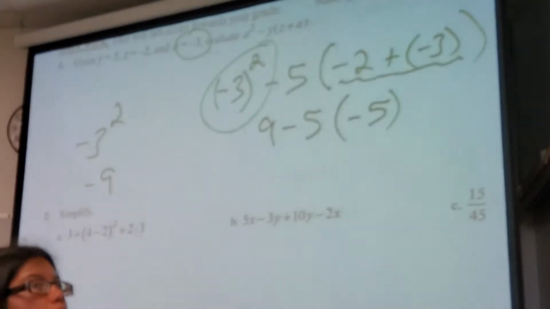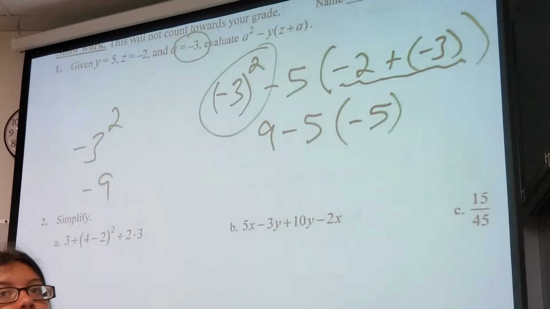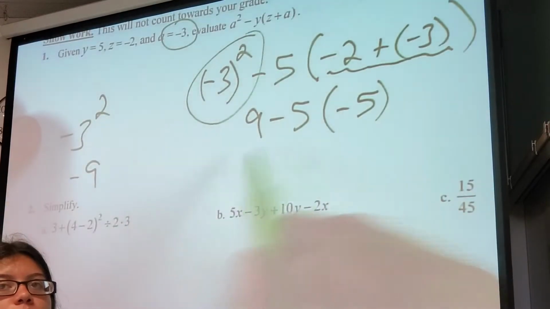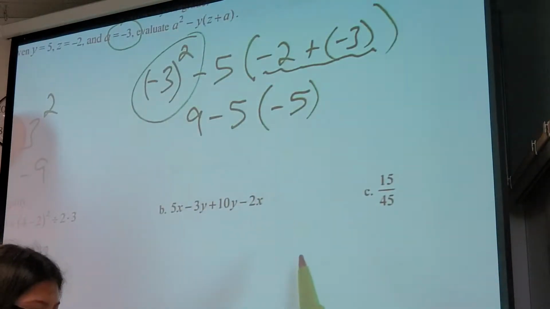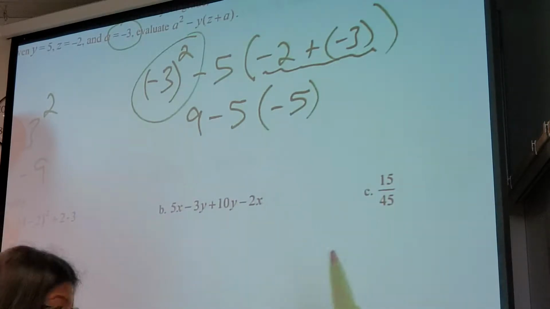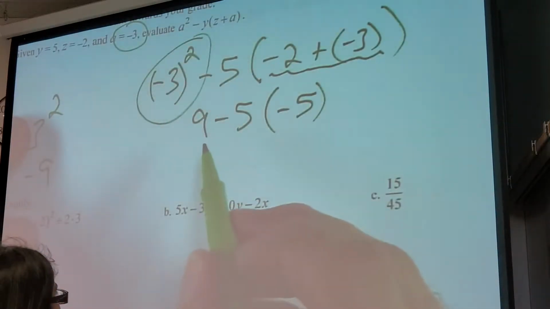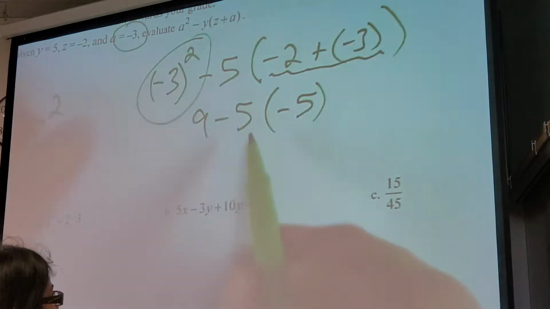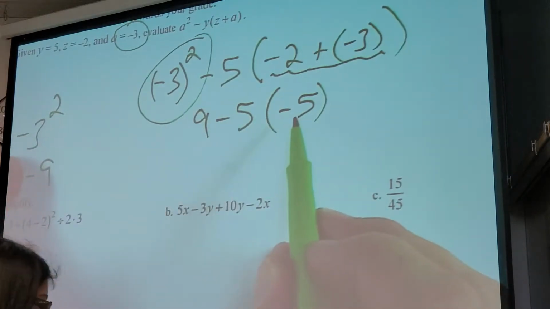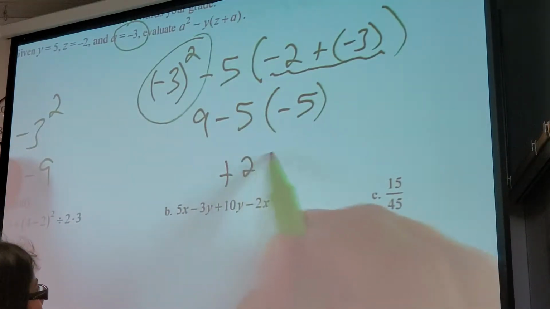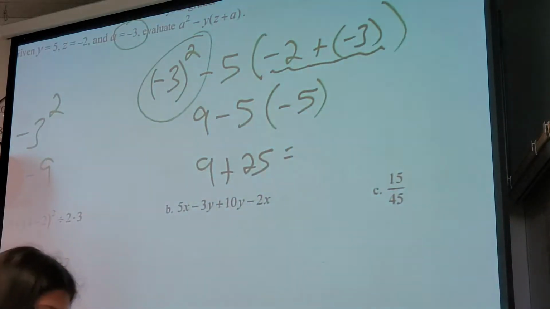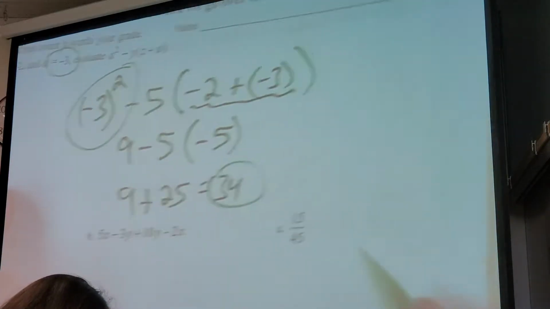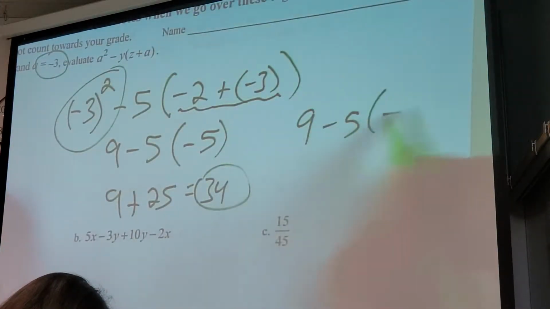All right, let's get back to this thing. We're almost done with this. What's the next thing in this? Multiply. Good. Now, you could either do this. I'll do it the way I think is better, and then I'll do it a different way, show you they come out the same way. So this says negative 5 times negative 5. What's that? Positive 25. And what's 9 plus 25? 34.